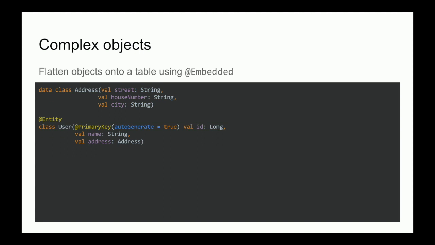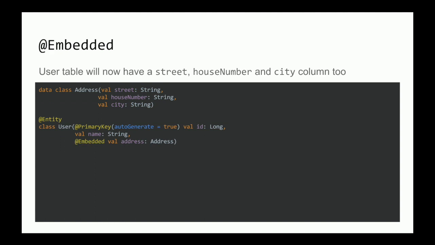There are also times where you have a more complex object. In this case, I have an address, which I tag onto a user. Well, I could use an entity type converter here to just string all these fields together and store it in one column in one string. But Room has a better option for this. It has the embedded annotation.